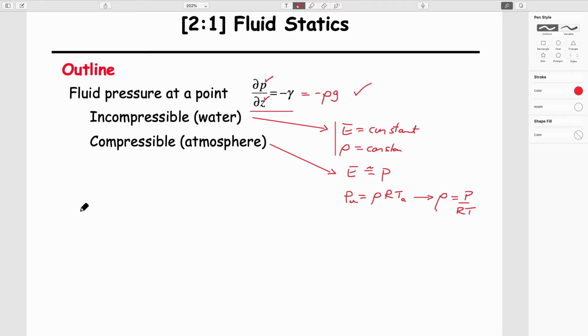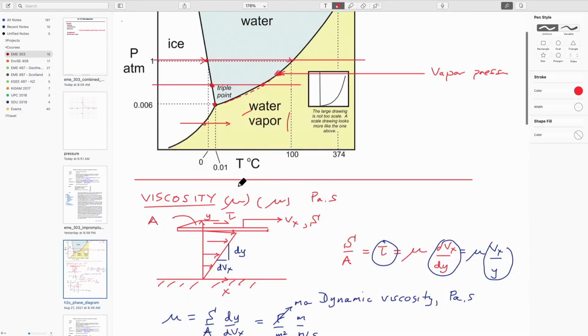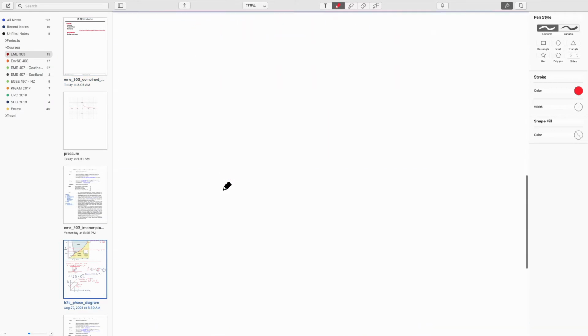I'm not sure where I want to do this. Maybe I'll just follow on from here. So you'll recognize these things. So this would be what? Let me get rid of that. Oh, that doesn't work. Oh, it does work.